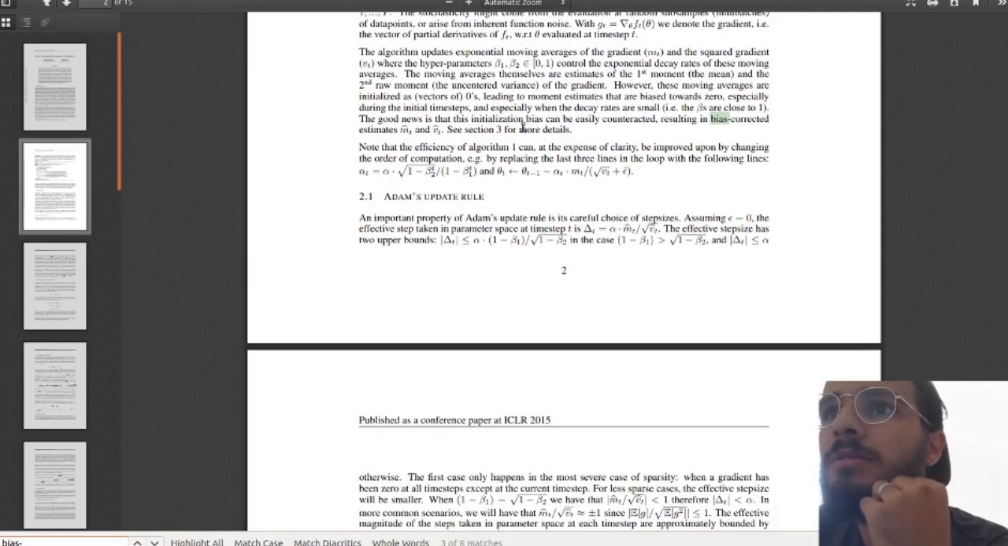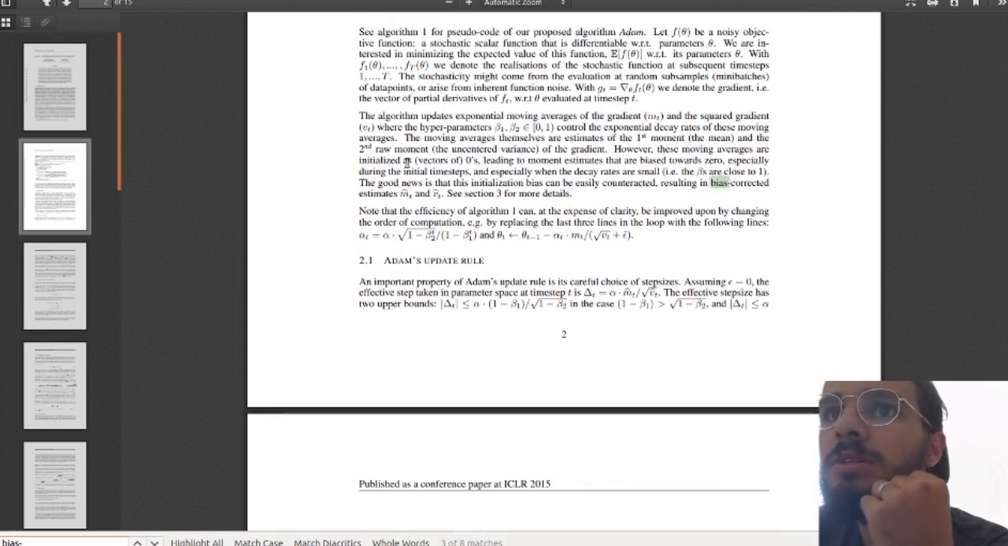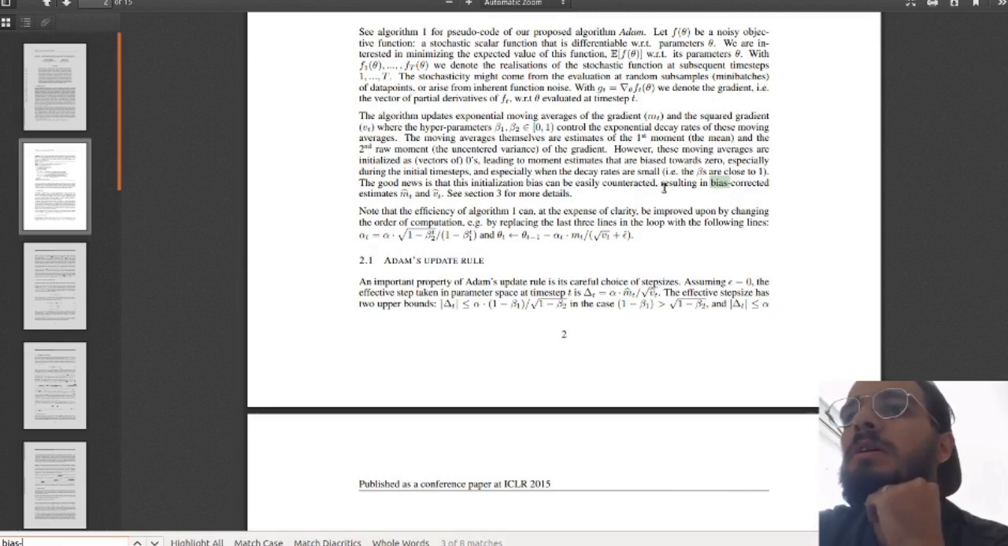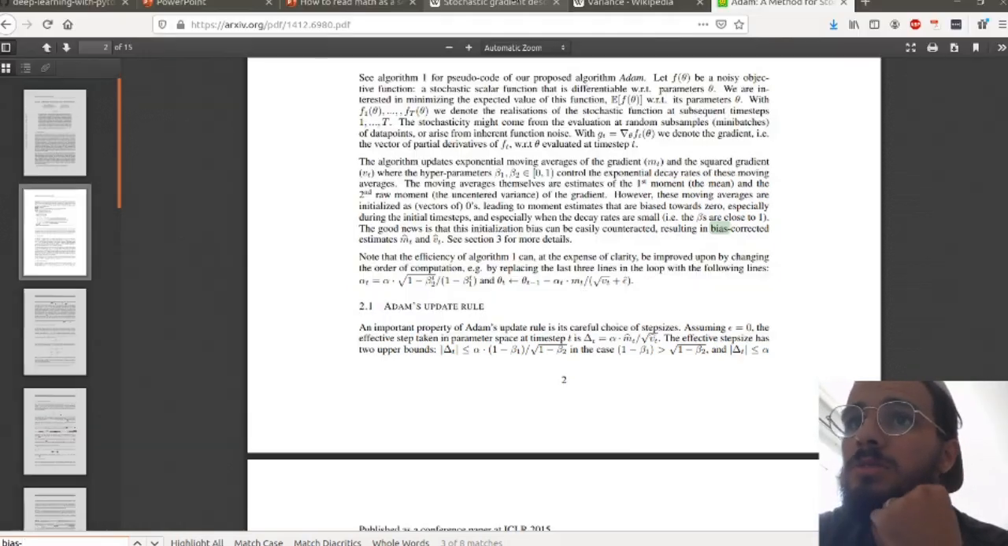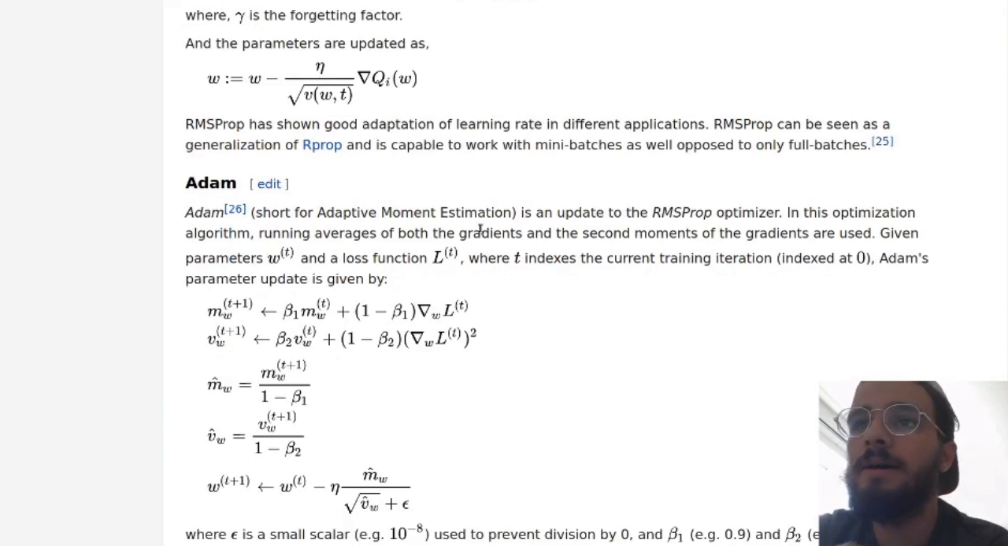The good news that, well, however, it is a moving average, which ensures the vector is biased towards 0. The good news is that the initial bias can be easily corrected, resulting in the bias corrected estimate, blah blah blah. Okay, good. So they are doing it to not be biased towards 0. This is great. So this is as much as I need to know right now for the Adam thing.